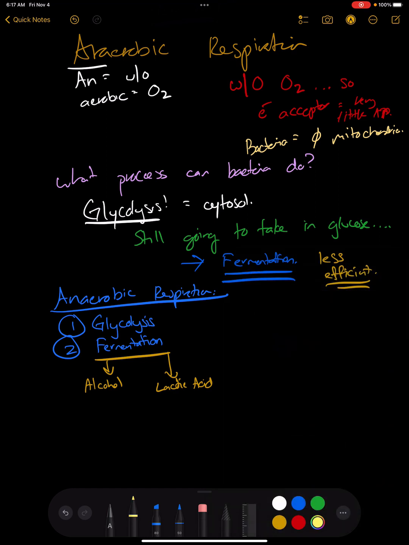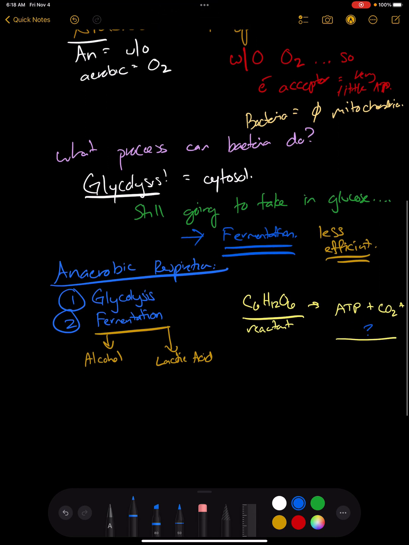So if I were to write a formula for anaerobic respiration, I would still have my sugar, the C6H12O6. This is my reactant. And then I'm going to get an amount of ATP. We'll talk about that in a second. I'm still going to get some CO2 produced. And then this part right here, where it's just an underline, this is going to depend on the type of fermentation that my organism is doing. Okay?